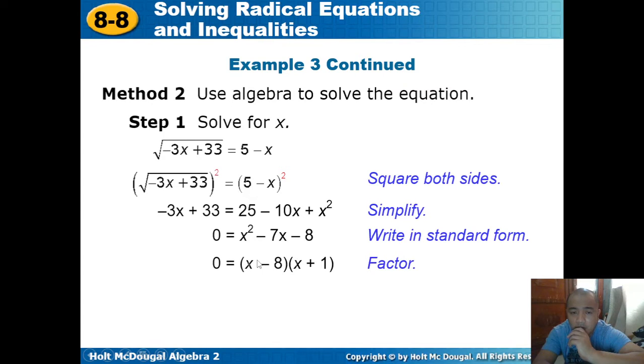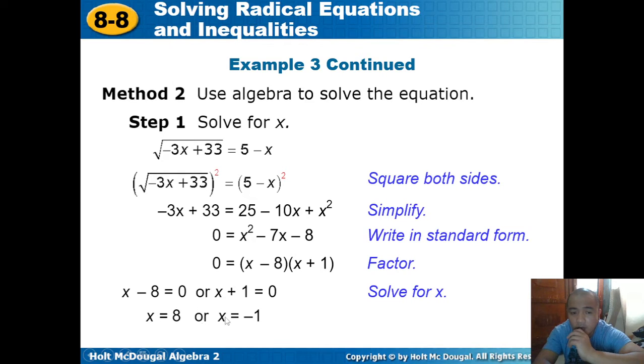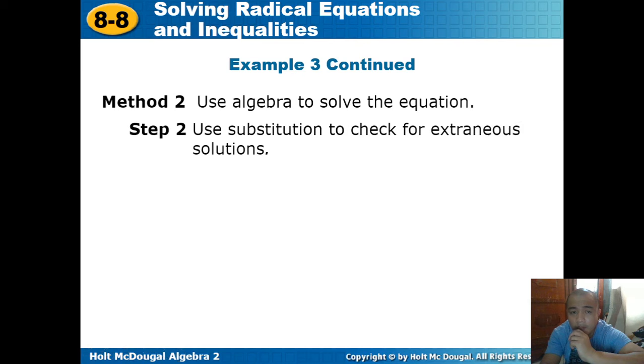Then by factoring, this is a quadratic equation. X minus 8, x plus 1. Zero product. Let's solve for x. X minus 8 equals 0, x plus 1 equals 0. Therefore, x equals 8, x equals negative 1. So we have solved two solutions for the given radical equation. So let's do checking.